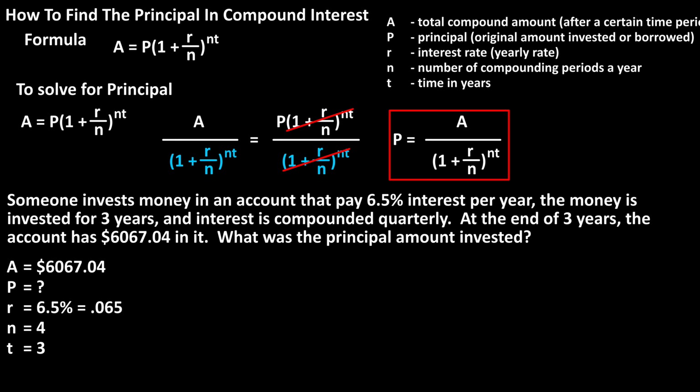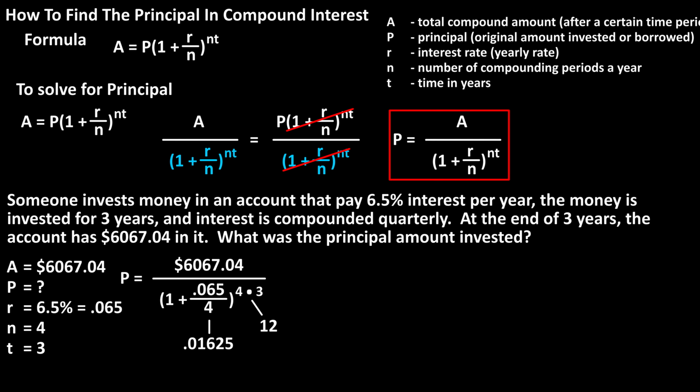So now we can plug into the formula. We have P equals $6,067.04 divided by the quantity 1 plus 0.065 divided by 4 raised to the 4 times 3. 0.065 divided by 4 is 0.01625, and 4 times 3 equals 12. And now we have principal equals $6,067.04 divided by the quantity 1 plus 0.01625 raised to the power of 12.